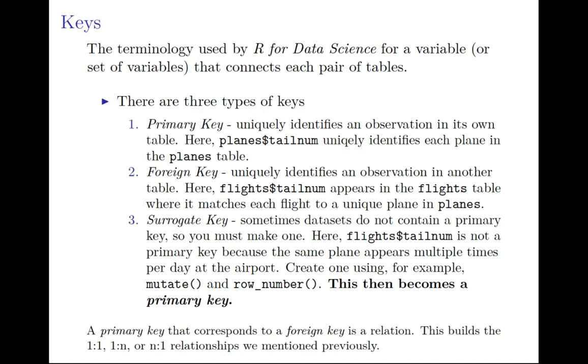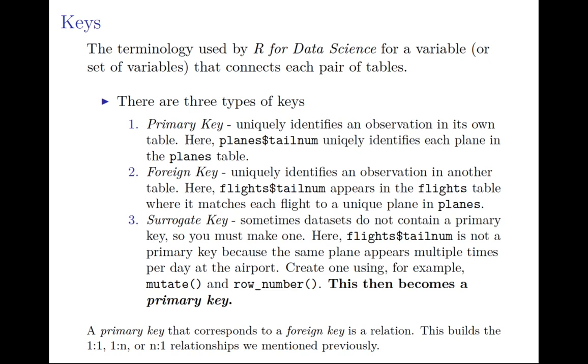We're going to come back to keys in this section. This is the terminology used by the R for Data Science book for a variable or set of variables that connects each pair of tables. There are 3 types of keys. There's a primary key, which uniquely identifies an observation in its own table. So here, the tailnum variable in planes uniquely identifies each plane in the planes table.